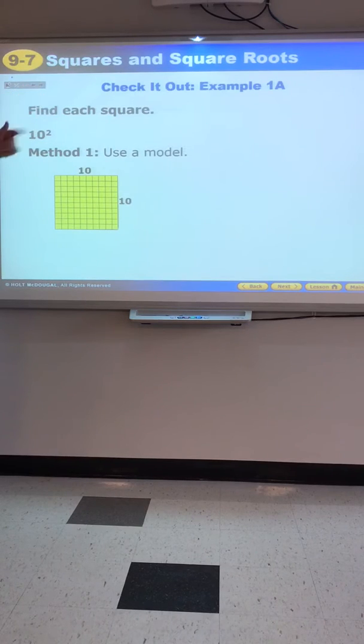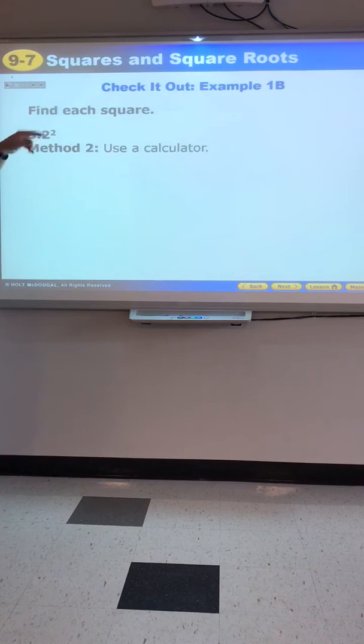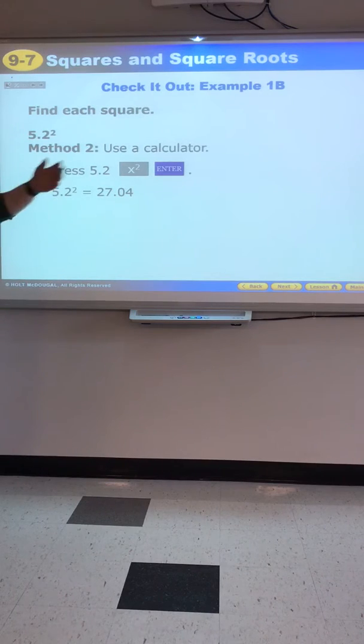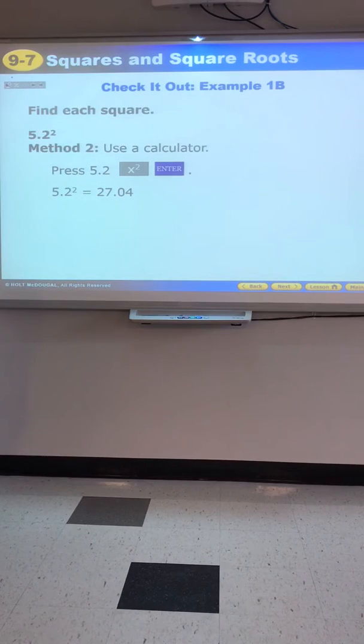All right? Now, 10 squared, nice even number. 10 by 10, we multiply those and we get 100. And the square of 10 is 100. Calculator method, 5.2 squared. Well, you can put 5.2 times 5.2 and get that. That's what I would do. Or you could do 5.2 and do the square button. Make sure you're doing the square button and not the square root button. They're different things.